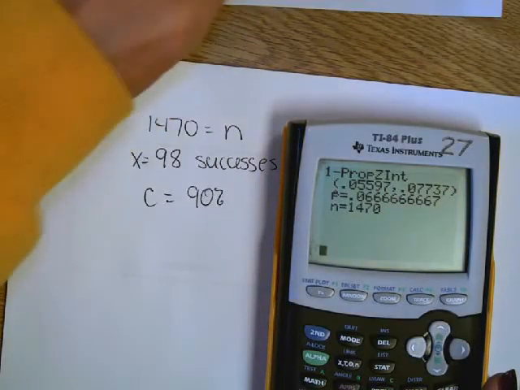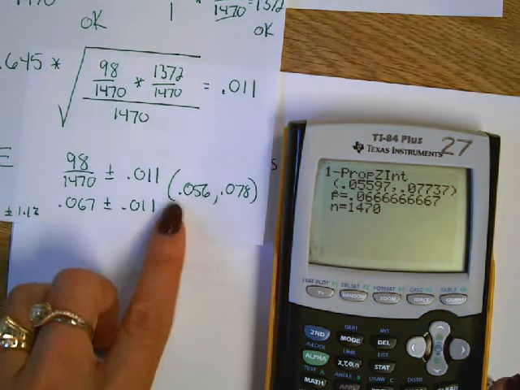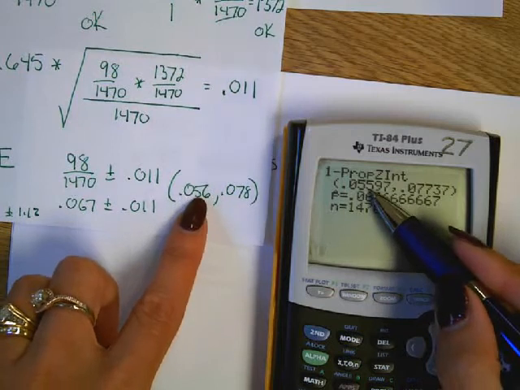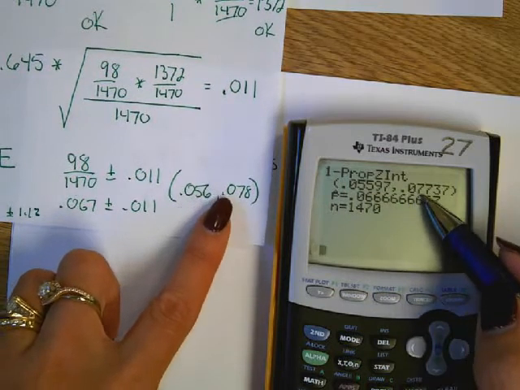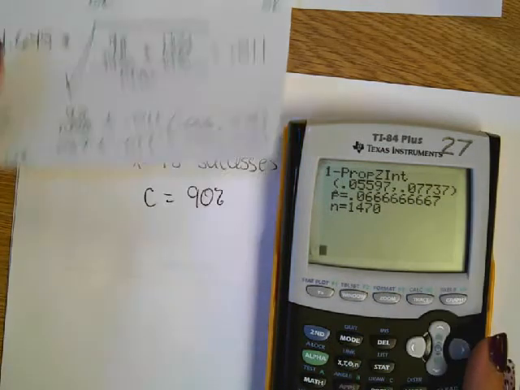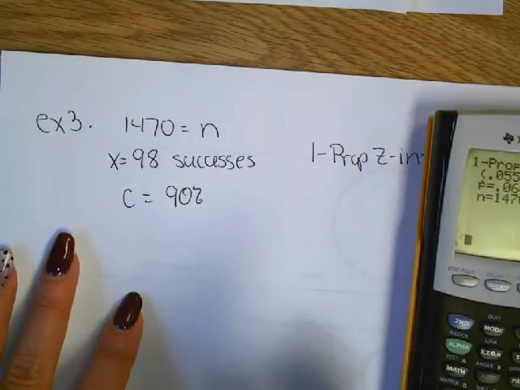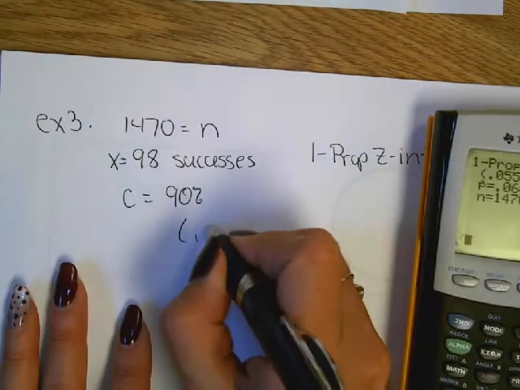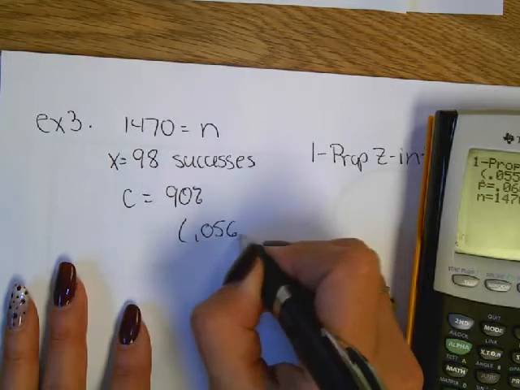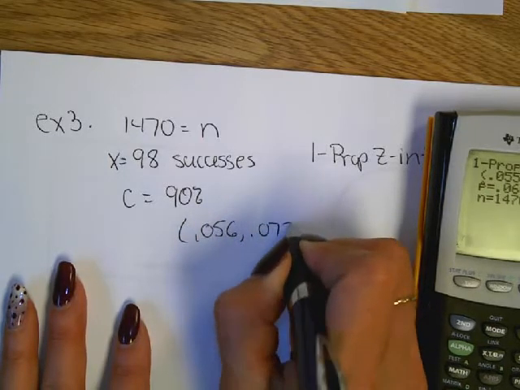And if you look, answer before by hand, 0.056, matches perfectly, 0.0707. So slightly off, but close enough for our purpose. 0.056, 0.077.